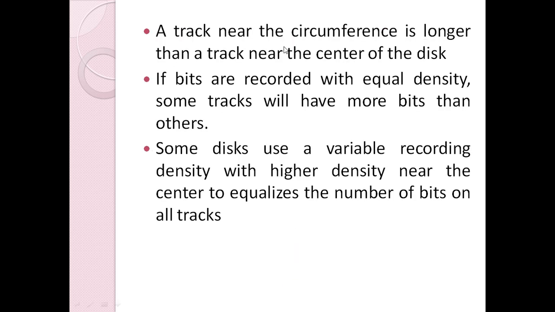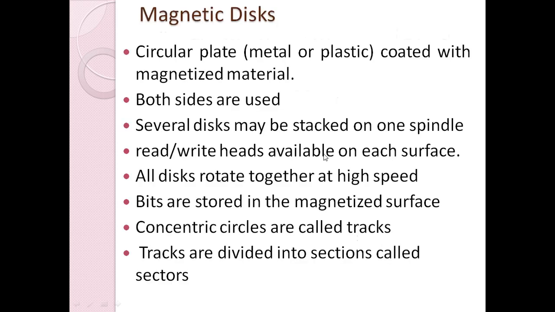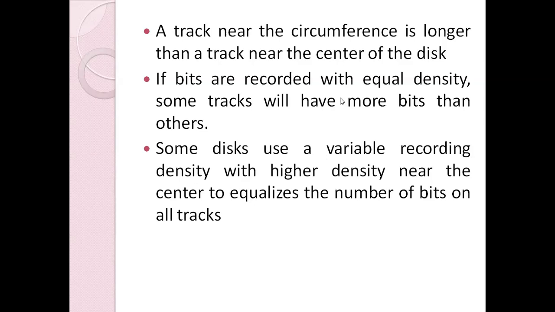Now you can see that a track near the circumference is longer than the track near the center of the disk. If the bits are recorded in equal density, then some tracks will have more bits than others. Some disks use variable recording density, with higher density near the center and lower density near the circumference, which equalizes the number of bits on all tracks.